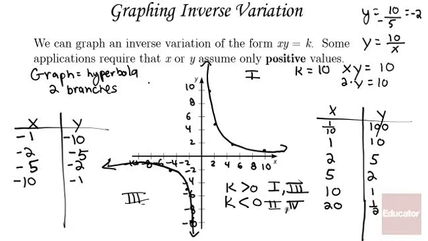So when you go to graph an inverse variation, you already know that the general shape of the graph is going to be a hyperbola. And if any values for x and y are allowable, then you're going to have two branches. If k is a positive number, the branches will be in quadrants 1 and 3. If k is a negative number, then the branches are going to be in quadrants 2 and 4.